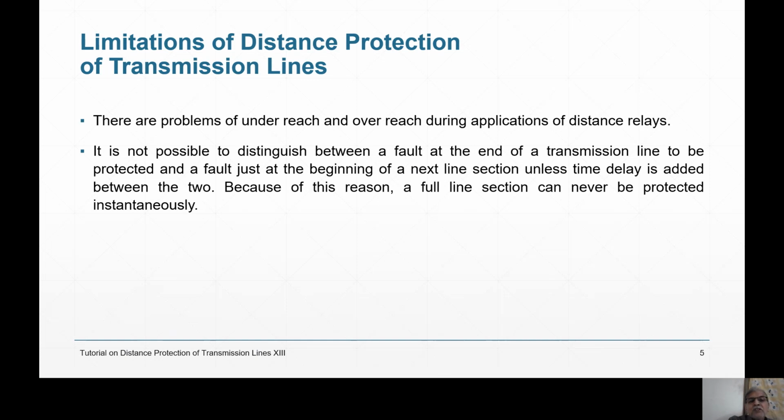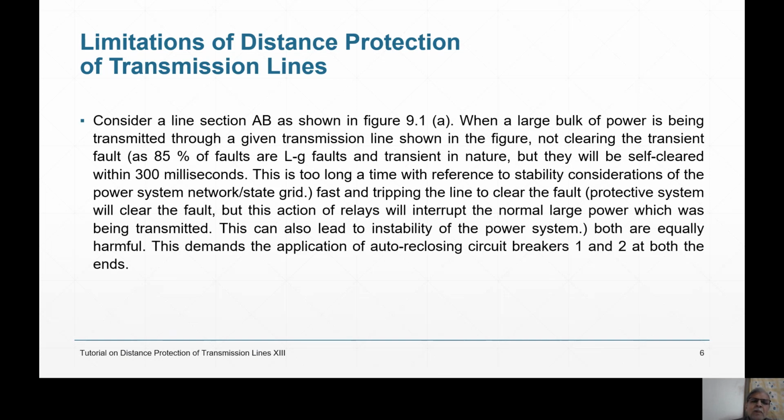And it is not possible to distinguish between a fault at the far end of the line, which is within zone, where the distance relay should trip, and a fault just at the start of the adjoining line. These two faults cannot be discriminated unless you add a time delay. So time delay has to be added. So once again, then it does not remain to be instantaneous. So full section can never be protected instantaneously. That is another disadvantage.